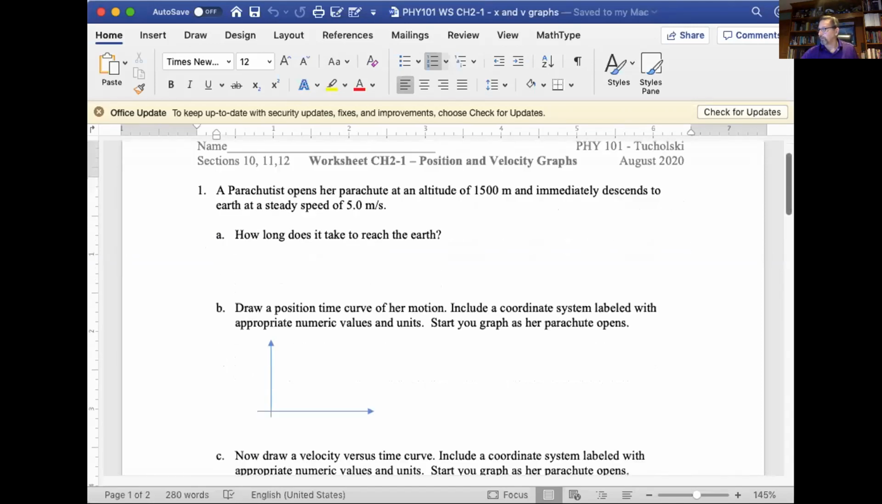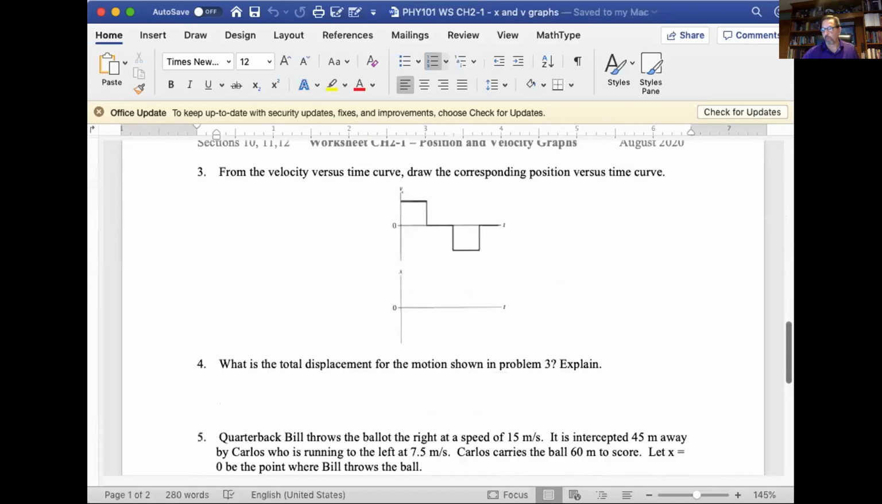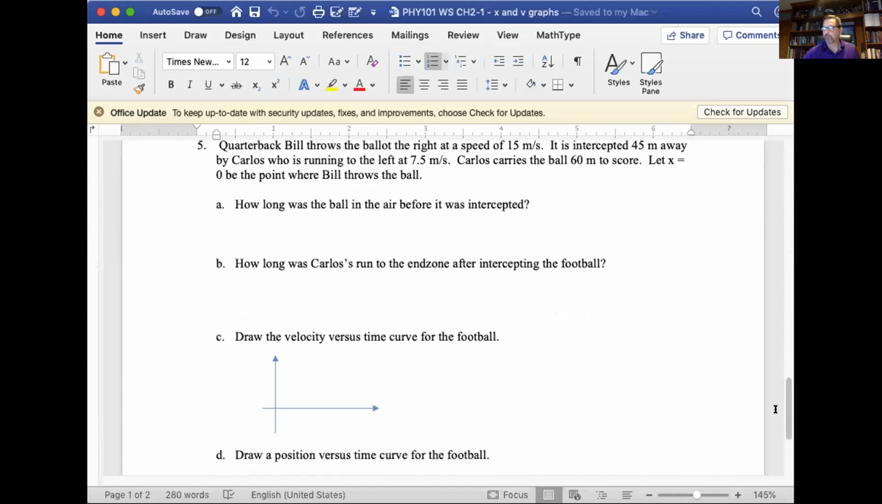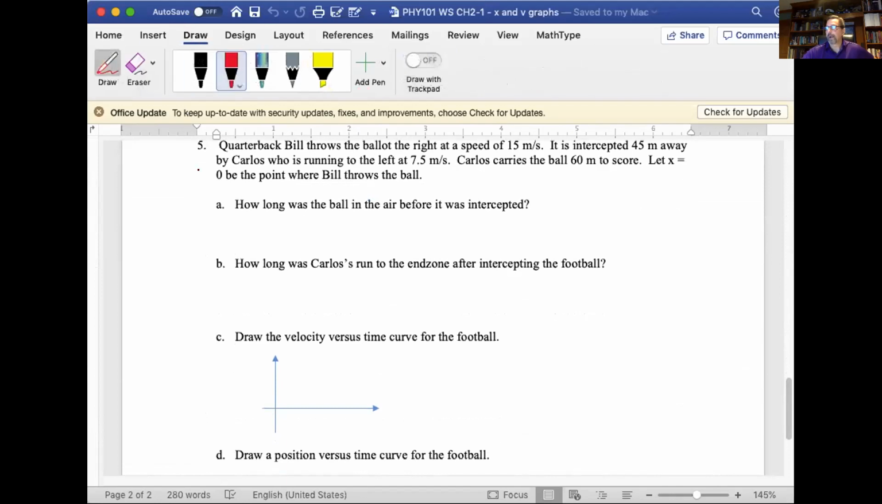I think I advertised that I was going to do problem 5, and you then would be doing 1, 2, 3, and 4. And by the way, 3 and 4 are really the same problem. And so quarterback Bill here, make it Peyton Manning if you like, make it somebody else. Oops, I hit the wrong button. There, I need to draw. I'm going to go obnoxious red.